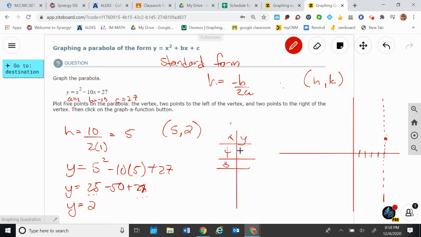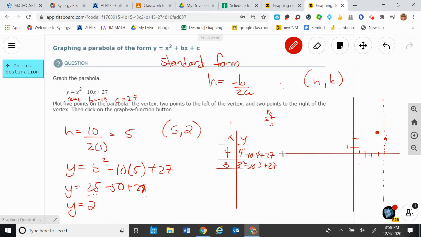Okay, so if I plug in a 4, I get 4 squared minus 10 times 4 plus 27. Now you can just put this into a calculator, you guys. So this is 16 plus 27, which is 43. 43 minus 40 is 3. Okay, so you get 4, 3, which is right here. Okay, you should always label it.